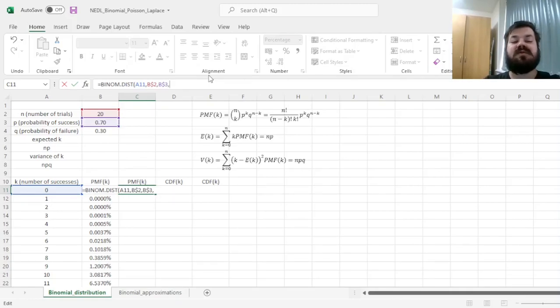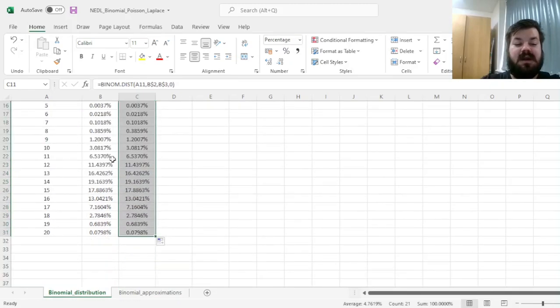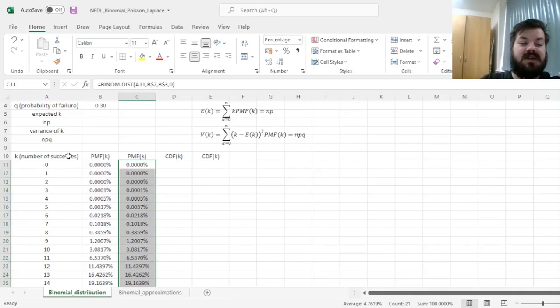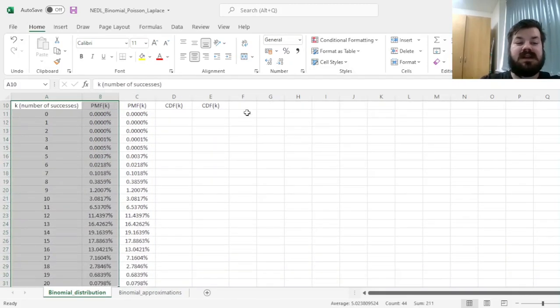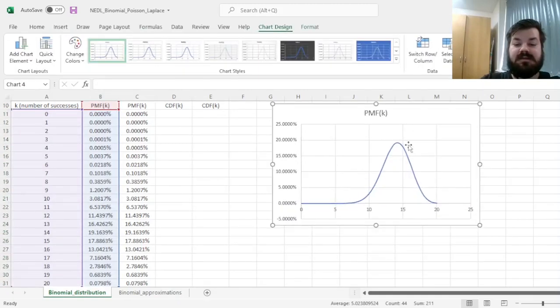And then we need to specify whether we want the probability mass function or the cumulative distribution function. The cumulative distribution function is something that we'll cover next in a couple of minutes. And so far, we are dealing with the probability mass function, the PMF. So we return 0. And that, as we bottom right click it all the way down, returns us exactly the same values.